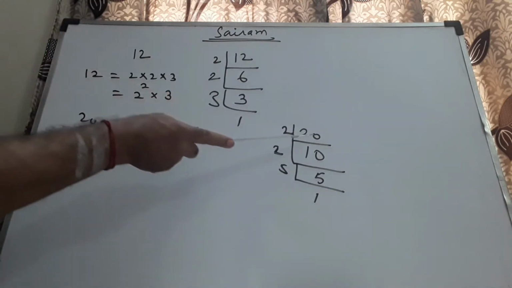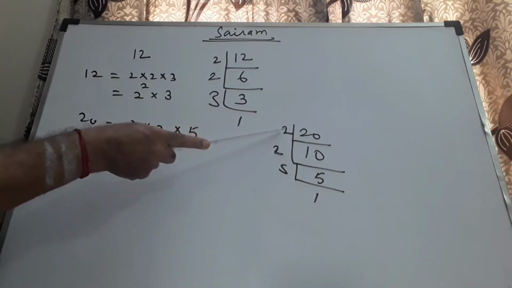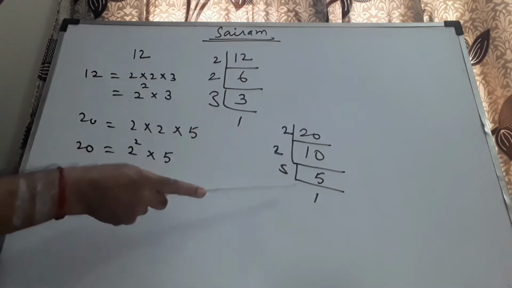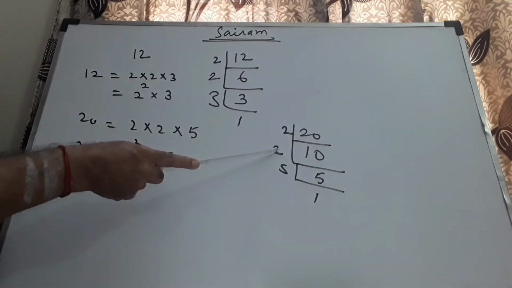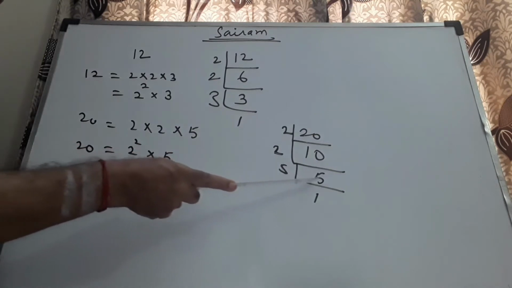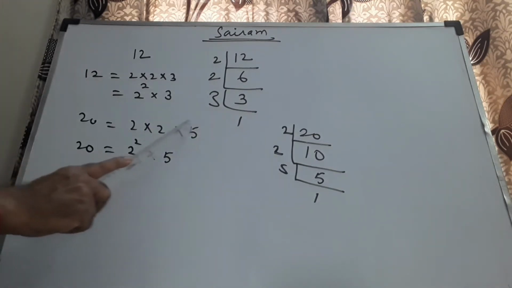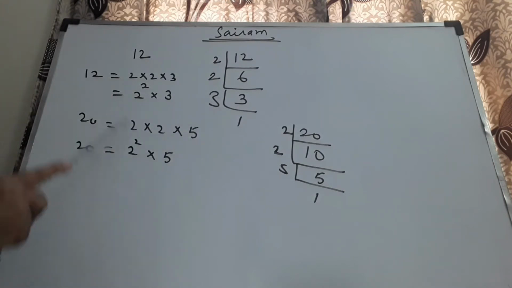Okay, think about 20. 20 is again an even number. I can divide by 2. 20 divided by 2 gives you 10. 10 divided by 2, again I can divide by 2, is 5. 5 divided by 5 is 1. Therefore, I can very well write 20 as 2 into 2 into 5, or I can write the power of prime factors, 2 square into 5. Similarly, we can think about various such examples.